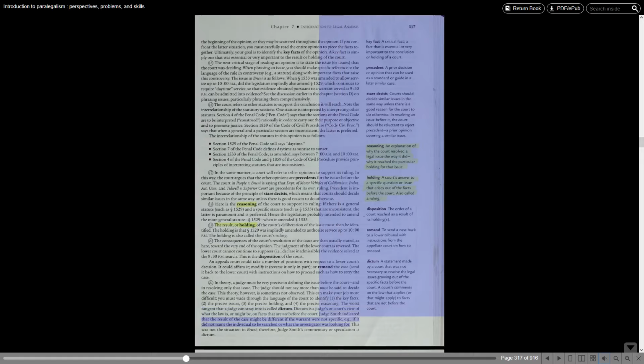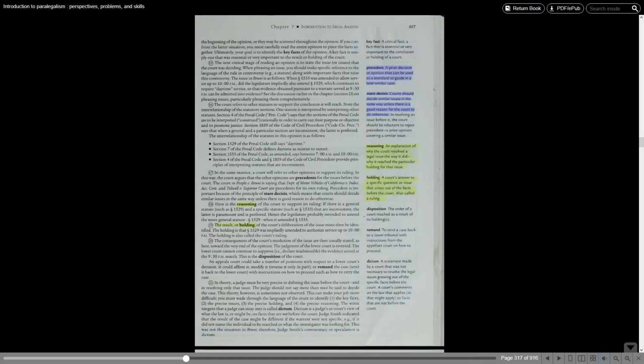Judge Smith indicated that the result of the case might be different if the warrant were not specific, e.g., if it did not name the individual to be searched or what the investigator was looking for. This was not the situation in Bruni. Therefore, Judge Smith's commentary or speculation is dictum. Critical fact: a fact that is essential or very important to the conclusion or holding of a court.